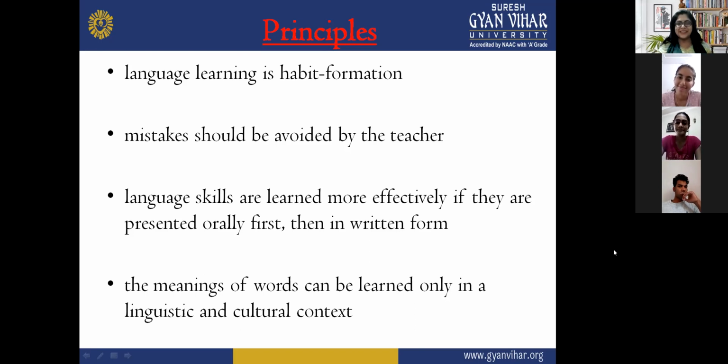So let's continue with the situational approach, students. Very nice, good discussion. Now the next point is that mistakes should be avoided by the teacher. Now you are creating some situations in the classroom. You are giving some situations to your students just because you want to enhance their LSRW skills, their English competency. But if they are making mistakes, don't focus on them, just focus on their efforts.